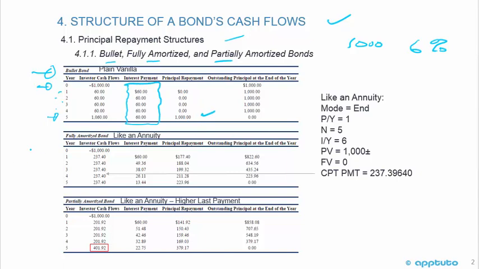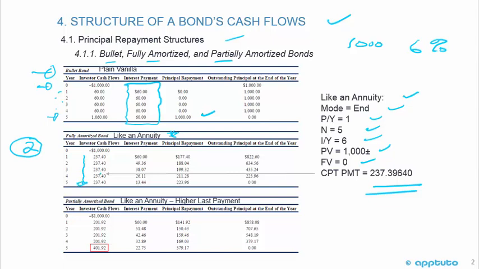The second case is the fully amortized bond, and this is like an annuity, or like paying back a loan. To do that, we're just going to use the financial calculator. We put it into the N mode. The periods per year is 1 because it's annual payments. N equals 5, interest rate is 6, present value is 1,000 with the plus/minus key because it's negative, and future value is 0. When we compute the payment, we get 237.39. So the payment is the same amount every year.